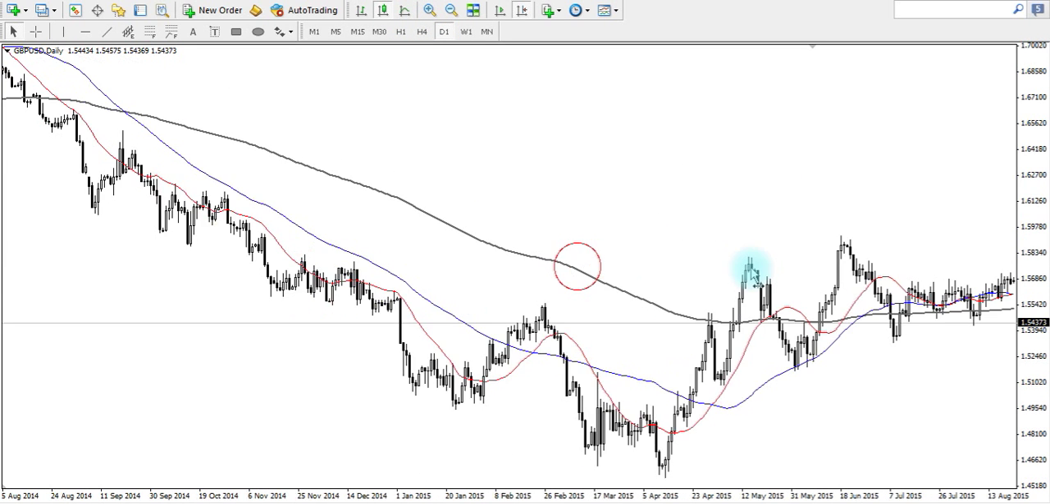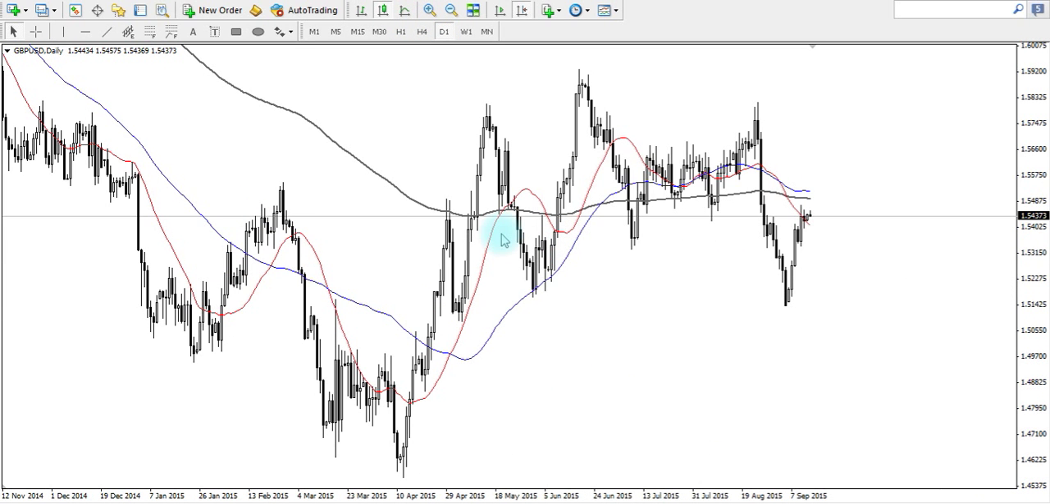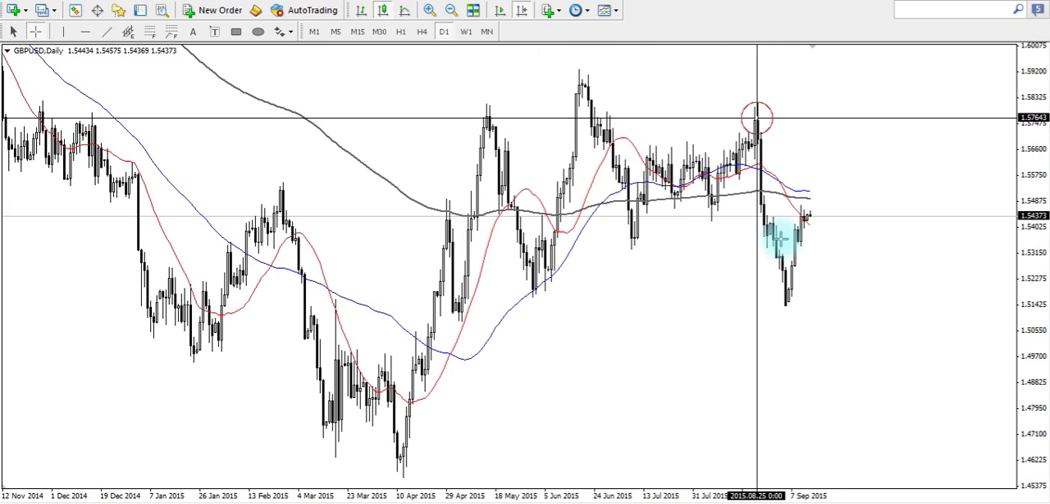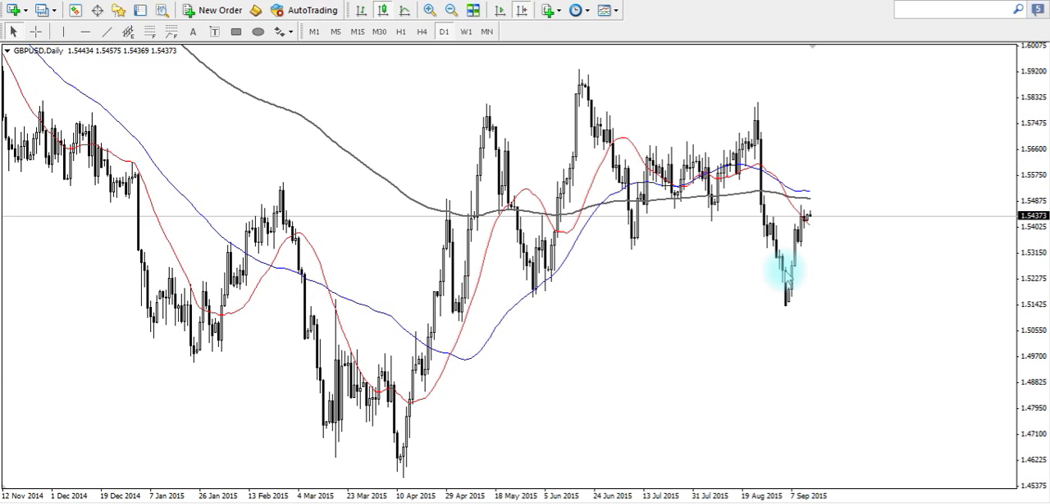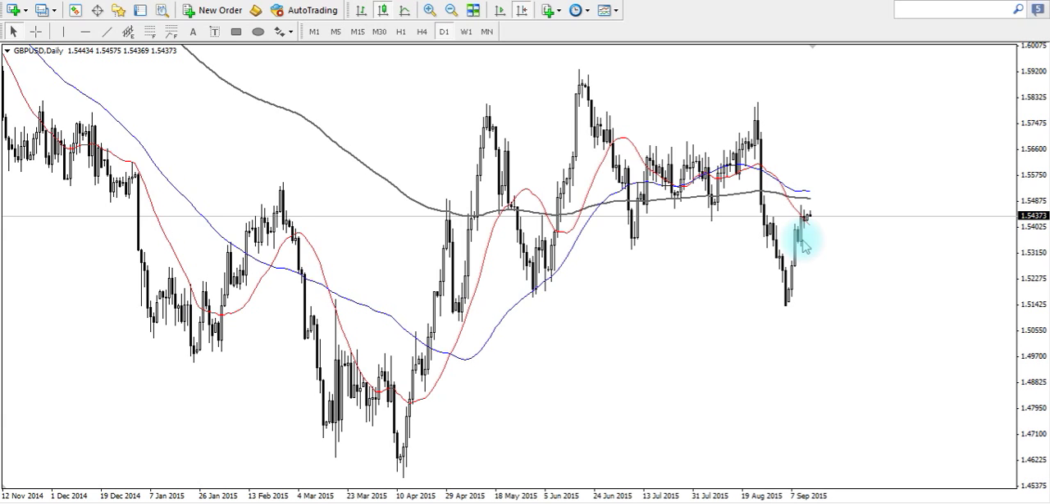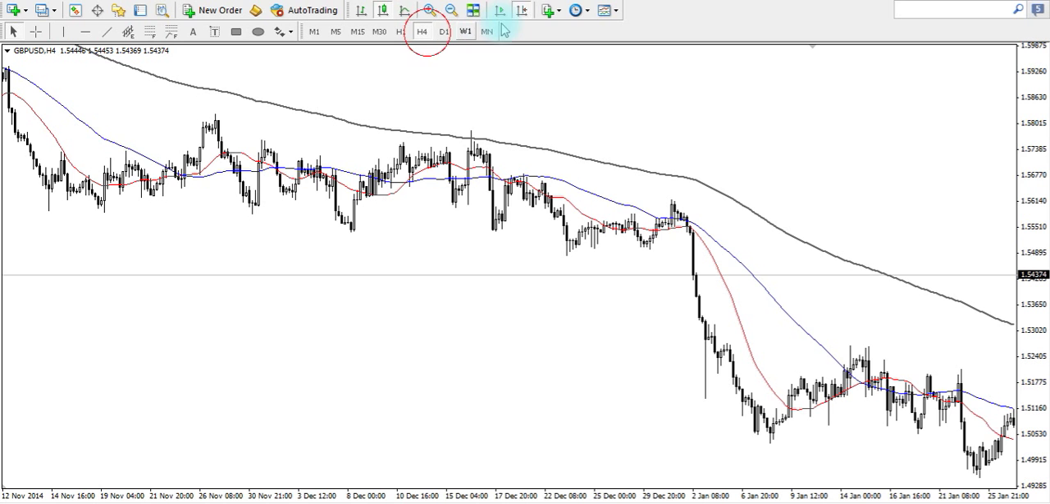Let's quickly take a look at the day one chart. As you can see, since price formed the three tops right here, it has been falling strongly, and right now we are seeing a significant retracement. However, we are still expecting price to fall even further, based on the structure we have right here. So let's zoom in to the 4-hour chart.